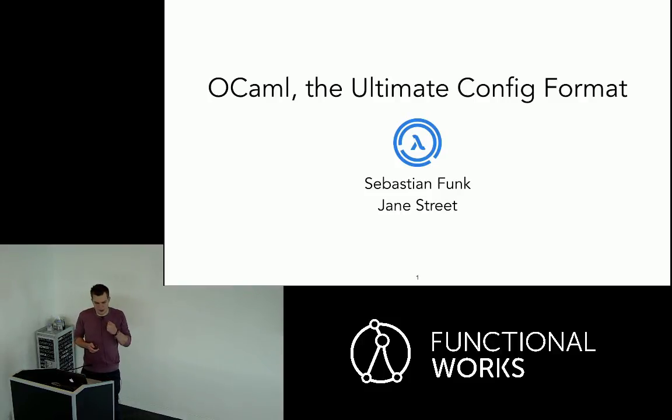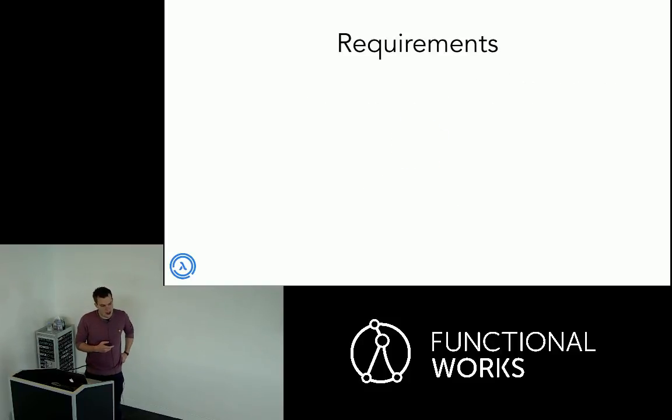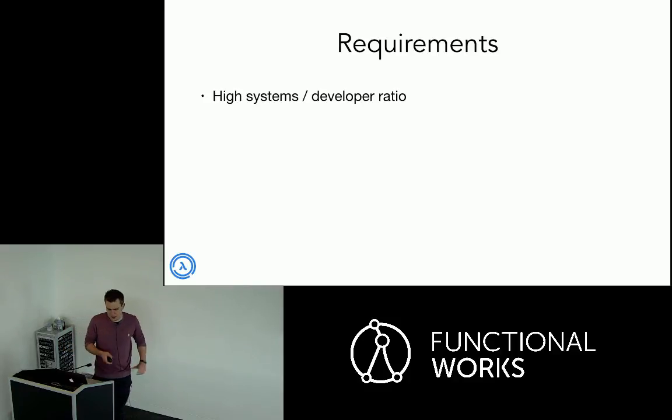So let me start by talking a little bit about the requirements we have here at Jane Street and what we want out of configurations. Firstly, we have a very high systems to developer ratio, meaning we have a lot of systems to be taken care of, and only maybe on the order of 80 to 100 full-time developers are responsible for them.